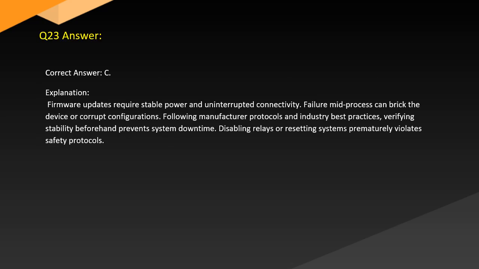Answer. Correct answer: C. Explanation: Firmware updates require stable power and uninterrupted connectivity. Failure mid-process can break the device or corrupt configurations. Following manufacturer protocols and industry best practices, verifying stability beforehand prevents system downtime. Disabling relays or resetting systems prematurely violates safety protocols.